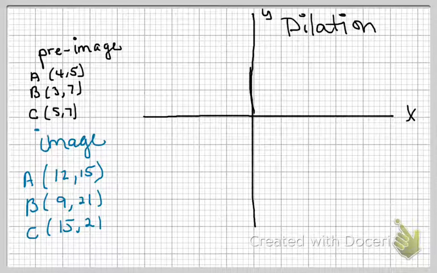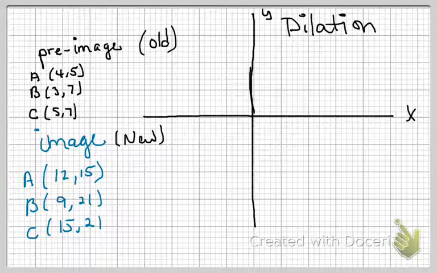Alright, so in this example, we're still going to talk about the pre-image, which is the old image. This is the old. This is the new. Alright, so I'm going to graph this shape, but first thing is you kind of want to look at the points. Are the points pretty much the same, or does one look bigger or smaller than the original?